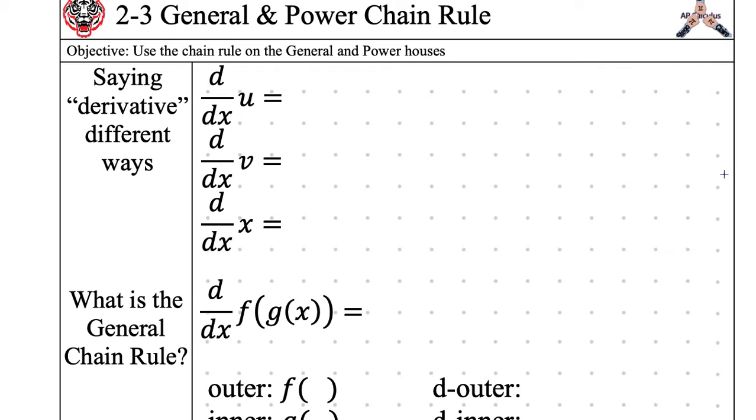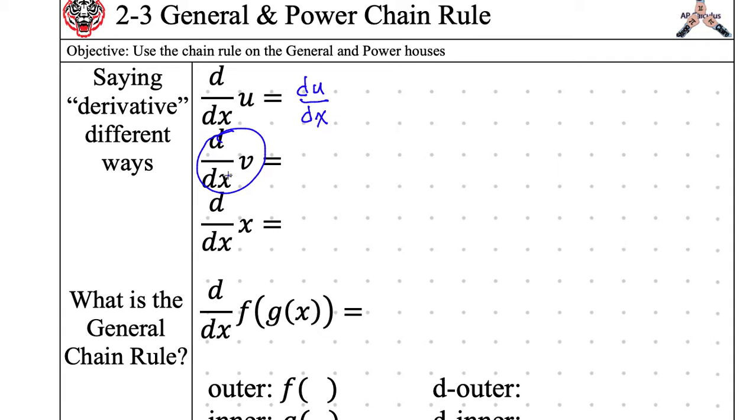Okay, so saying the derivative different ways. If I take the derivative with respect to x of u, I call this thing du dx. You can either pronounce it du dx or you can say the derivative of u with respect to x. Someone do this one. How do I say this and then how do I write it simplified?